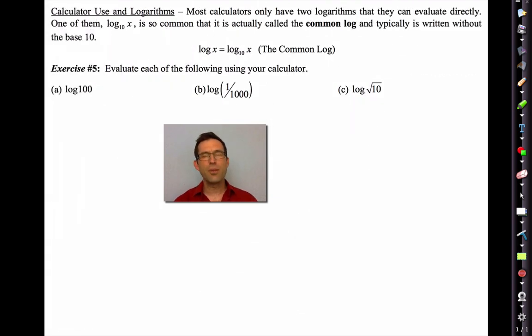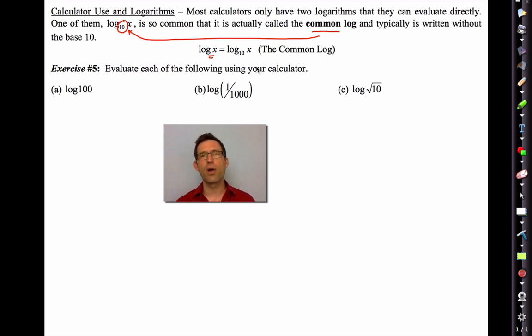So, a little bit of calculator use. Depending on the calculator you own, many calculators have only 2 logarithms. They have what's known as the common log, which is log base 10, called the common log because it may be the most common. I don't know, I think I disagree with that, but it's very common. In fact, it's so common that they won't even write it with a base. So if you ever see a logarithm with no base, it's base 10, okay?